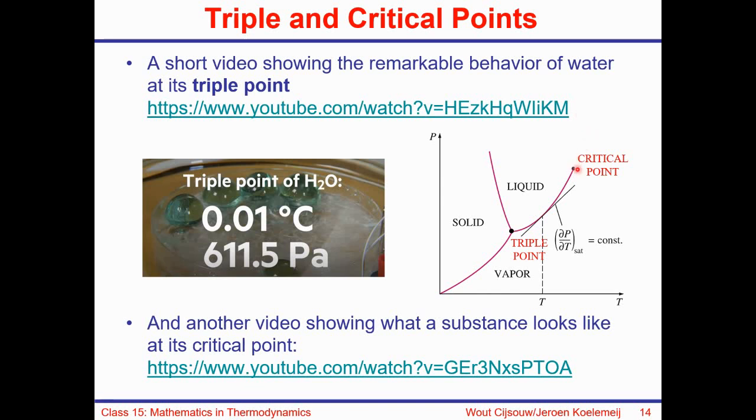Another interesting one is the so-called critical point, which is in a way similar. It's also a substance that exists in a phase that's neither liquid nor vapor. And there's another YouTube video that shows you in 4 minutes what that looks like. So feel free to have a look at those right now or perhaps later on.